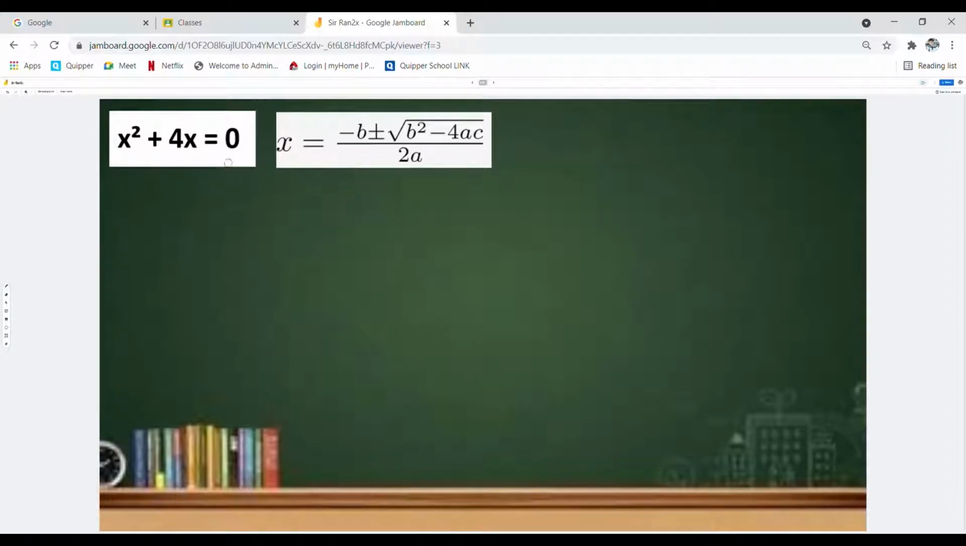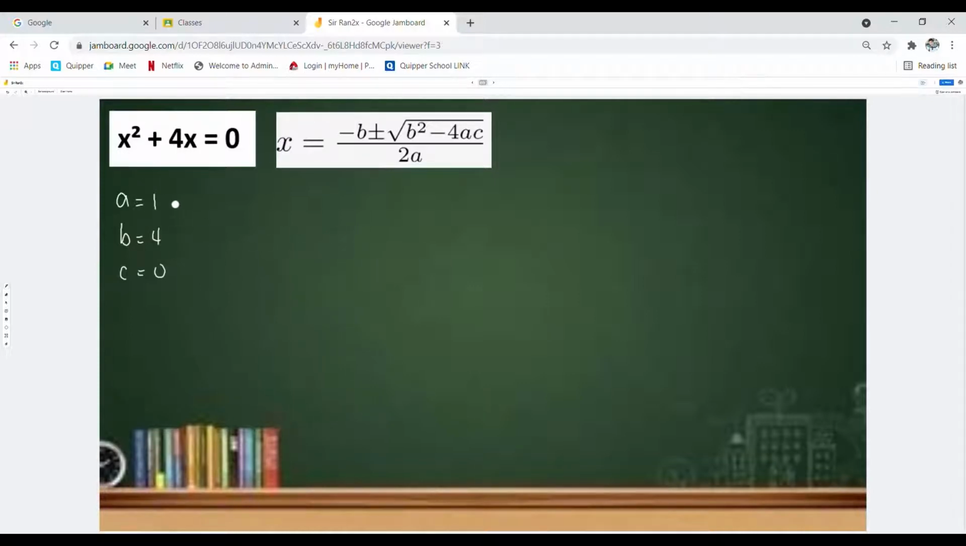Example: x squared plus 4x is equal to 0. Though we don't have c in this example, what you are going to write as values: a, the numerical coefficient of x squared, is 1, and b is 4. Since you don't have a constant, you will write c is equal to 0. That's what you do if c or b is missing. A should not be missing actually, take note of that.